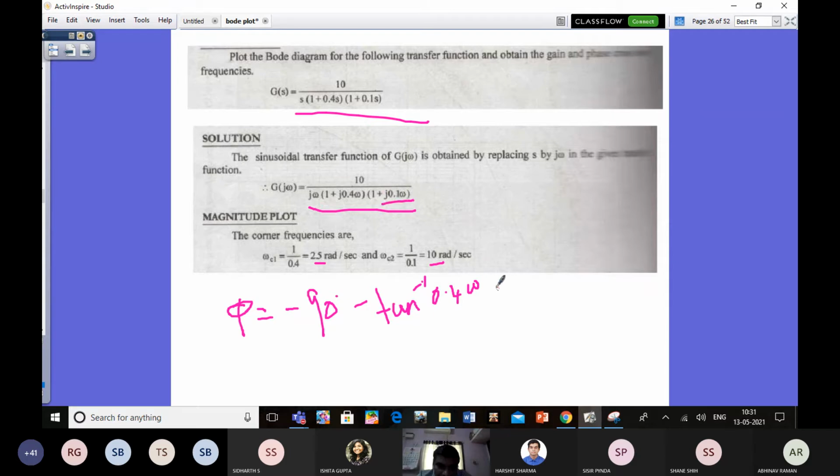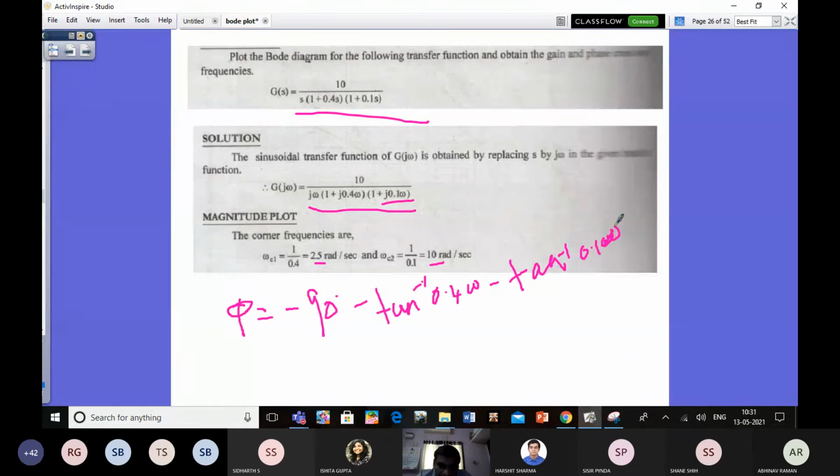And same thing for the next term. What will be that answer? Denominator means minus. So tan inverse of imaginary part divided by real part. Imaginary part is 0.1 omega divided by real part, which will be 1. That's all. Now you can substitute different values of omega and determine what the phase angle is.